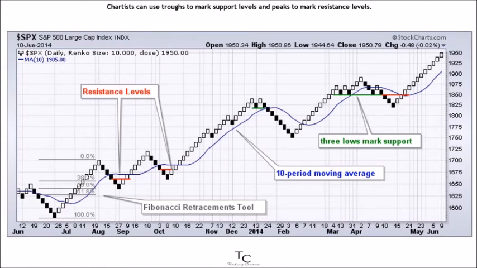Chartists can use troughs to mark support levels and peaks to mark resistance levels. Chartists can also look for a 2-brick reversal to signal a trend change. Notice how the index fell with 5 black bricks in August and again in September to October. These declines looked like falling flags. A reversal occurred when 2 white bricks formed and broke above the short-term resistance level. Chartists can also apply the Fibonacci retracements tool to Renko charts.